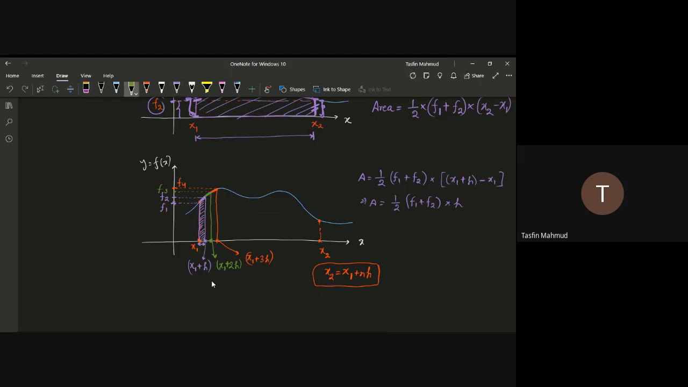Okay, let's consider this green color trapezium, the second one. The area would be half times the parallel sides, right? The first parallel side is this green side, which has the y value of f2. The right hand green side has the length f3, and this distance is h as well. If we subtract x1 plus 2h minus x1 plus h, we will get h as well, because all of them are h distance apart from each other.